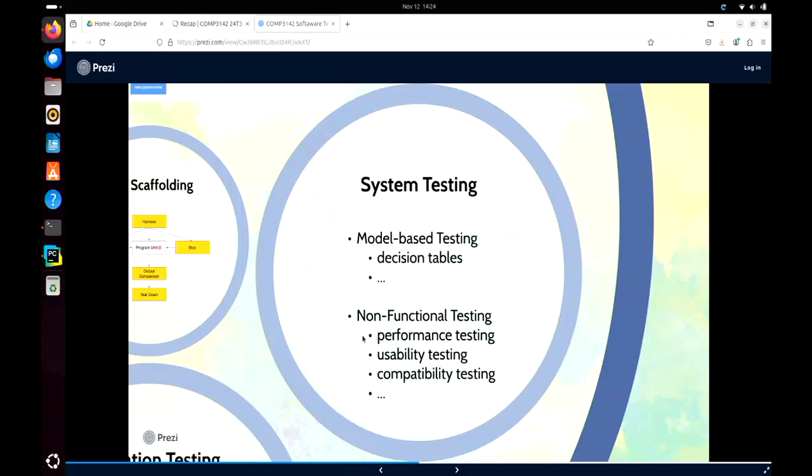And we also learned some non-functional testing techniques. For example, we learned performance testing. We learned usability testing. We also learned the concept of compatibility testing. And these are all system-level testing techniques. For integration testing and system testing, they are normally done by an independent testing team, not by the developers.